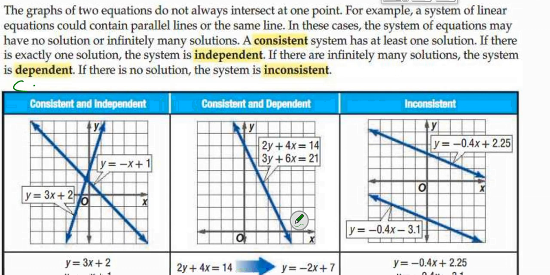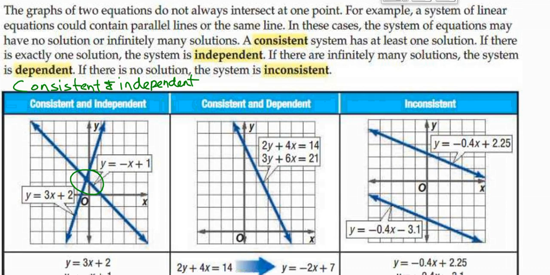Generally, if they're consistent, and I'll write that here, consistent and independent, that's what I'm going to say our first 2 problems were. There is a single answer and there's a single point of intersection. So consistent means you can get an answer, and independent means that there's one answer, one point that those 2 lines have in common. So the first 2 problems that we did were consistent and independent.